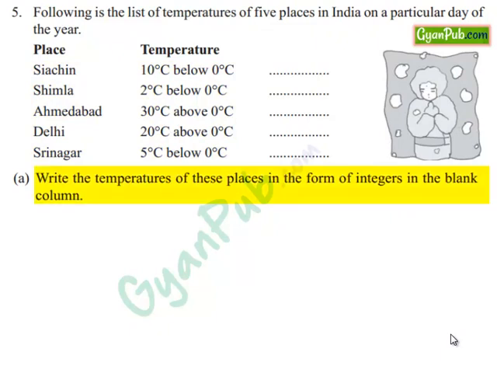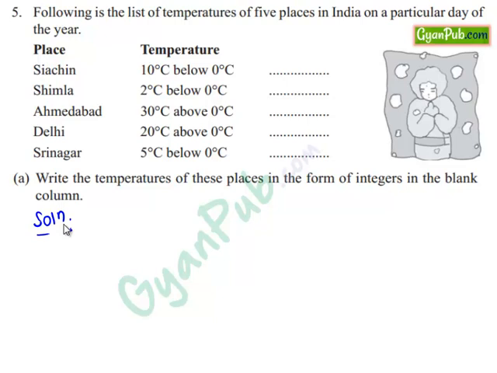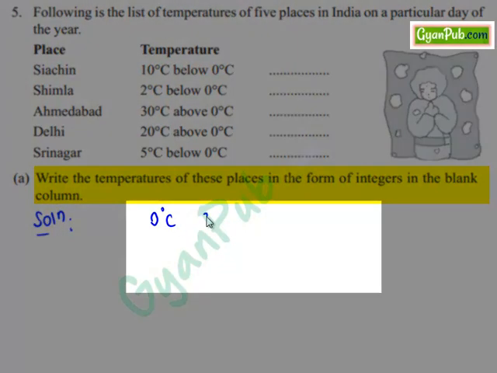A, B. Write the temperatures of these places in the form of integers in the blank column. Let's do the solution. Before going to the solution, we can see that in the given question, it is mentioned that there are 5 places in India. They are Siachen, Shimla, Ahmedabad, Delhi and Srinagar. And the temperatures of these places on a particular day of the year are given. We should write the temperatures in the form of integers. For this question, we will take 0 degrees as the middle value.